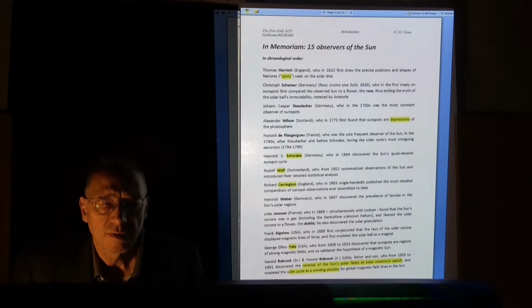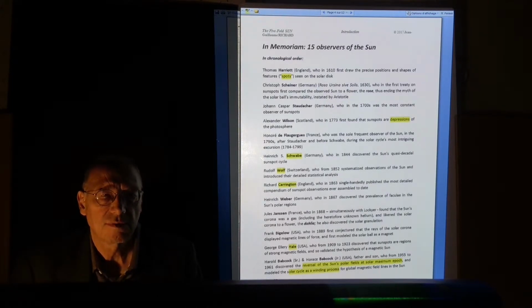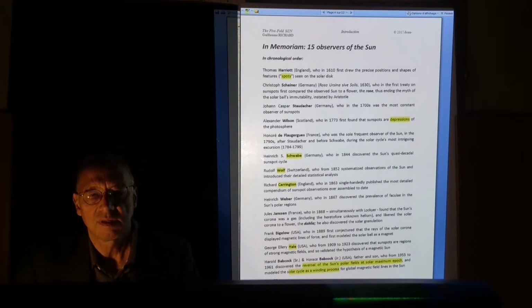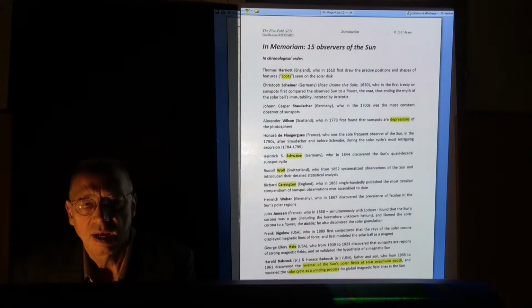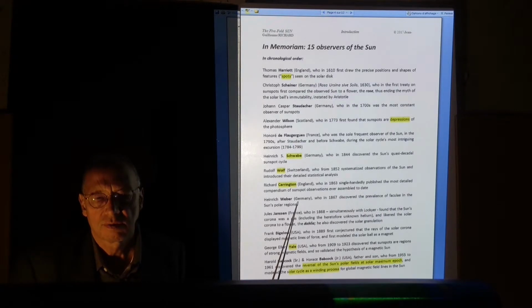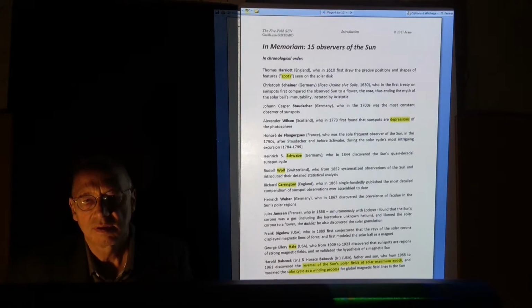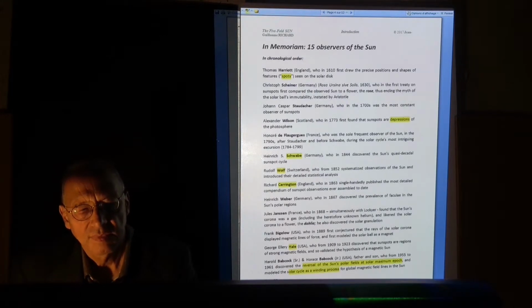But they are not the only tracers, and unfortunately some other contributors to a thorough definition of what is the cyclic activity of the Sun are now almost forgotten, such as Heinrich Weber, this German amateur, so-called amateur, who discovered the faculae on the Sun's polar regions.